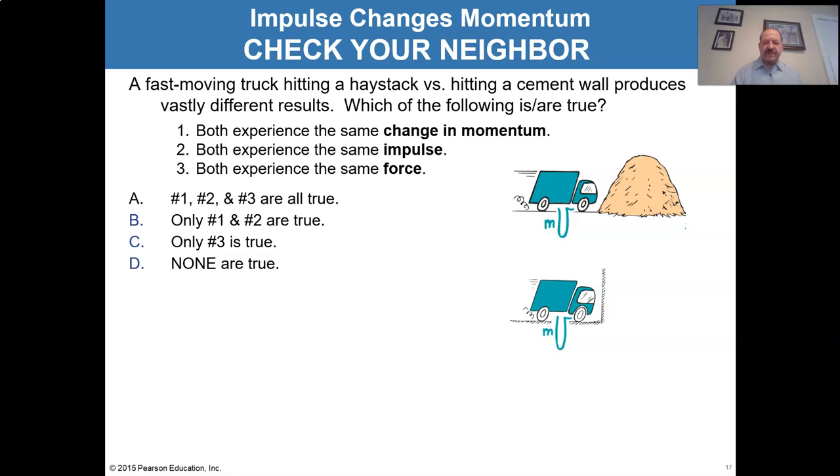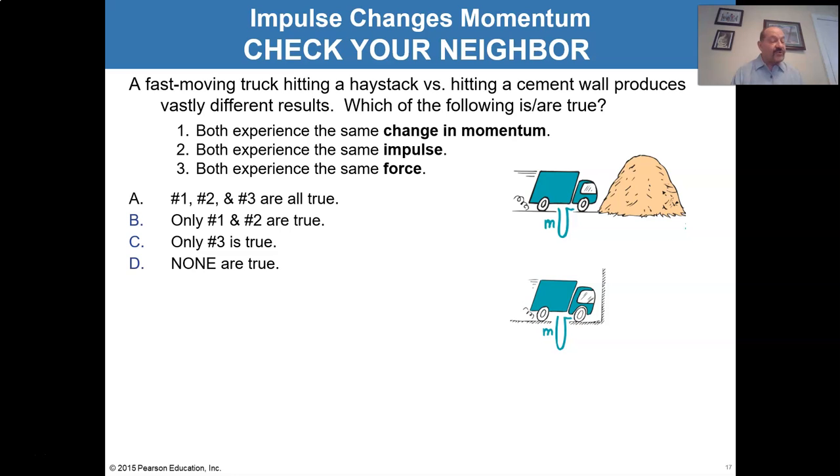Let's look at this question. A fast-moving truck hitting a haystack versus hitting a cement wall produces vastly different results. I think that's pretty obvious. Which of the following is or are true? Number 1, both experience the same change in momentum. 2, both experience the same impulse. 3, both experience the same force. Which of these combinations are true?